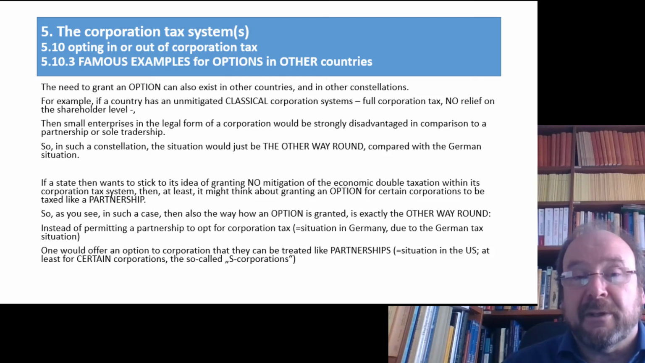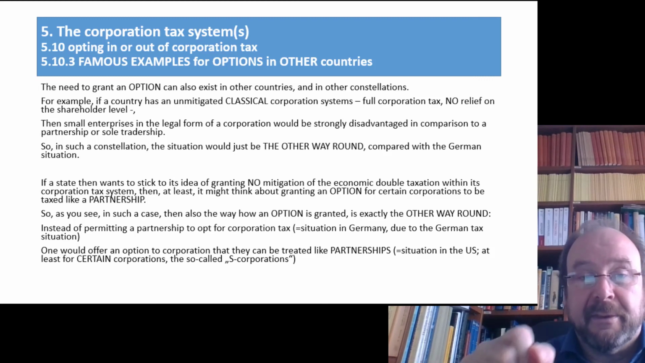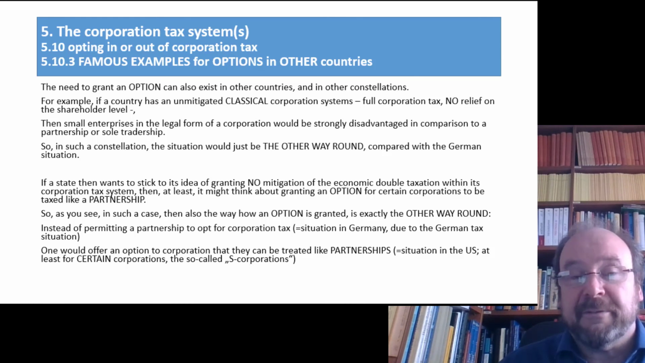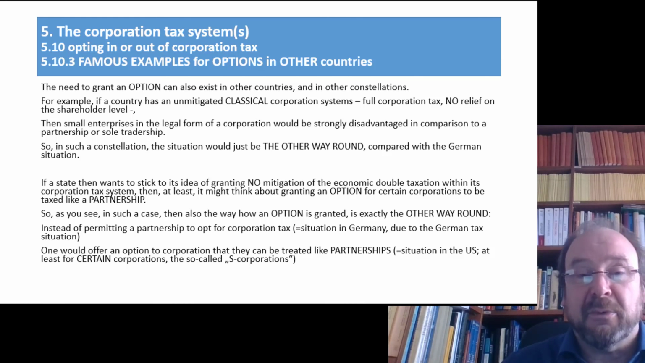That's the background, for example, of certain slogans which you sometimes hear, the check the box procedure or check the box solution, where a US corporation can decide: do you have to see me as a partnership or as a corporation? They can just decide. But this option naturally is also in parallel to what we have seen in the German version. It's not offered to every company. So probably the US would never offer the Microsoft Corporation an option to have itself treated as a partnership. Why? Well, common sense. Think about Microsoft.